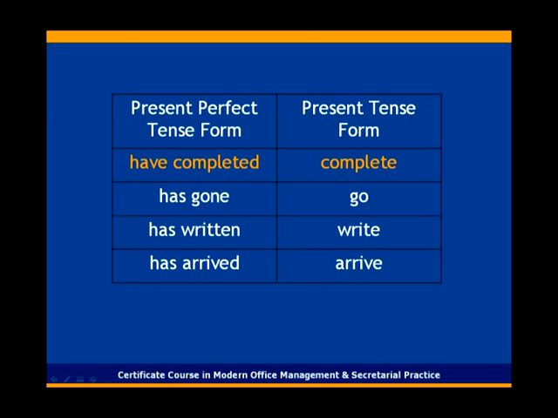tense forms. Under the present perfect tense form, we say have completed, while in the present tense form, we use the verb complete. The present perfect tense form for the verb go is has gone. The present perfect tense form for the verb write is has written. And the present perfect tense form for the verb arrive is has arrived.